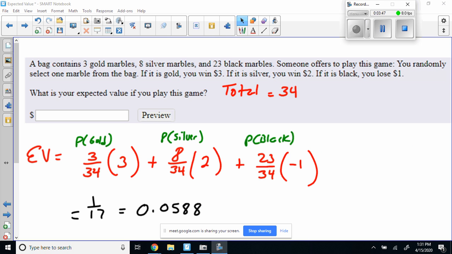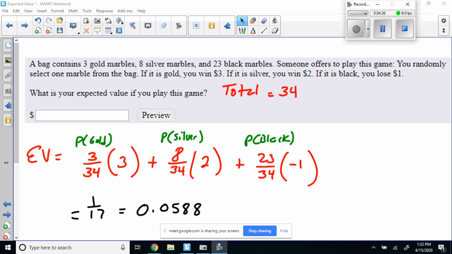This is number 5. It's kind of like the concept, but it's taken into probability, right? Multiple events, expected value over multiple events. So we look at the probability of getting a gold and how much we'd win, plus the probability of getting a silver and how much we'd win, plus the probability of getting black and how much we'd lose, based off the marbles that are being selected from a bag of 34 marbles, right? So if we play this game, our expected value back is 6 cents.